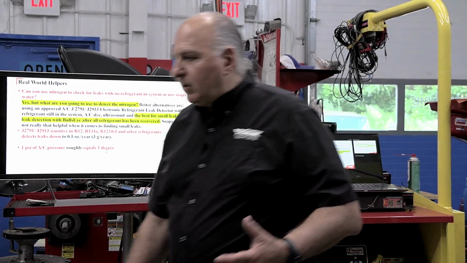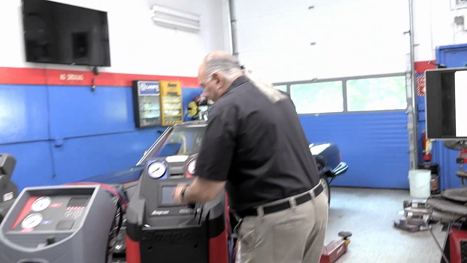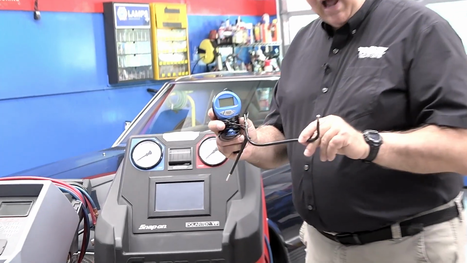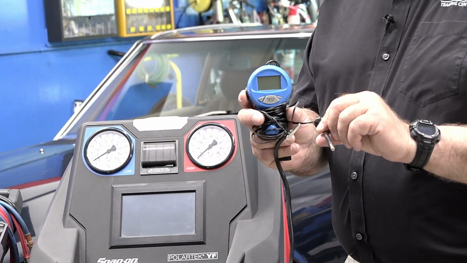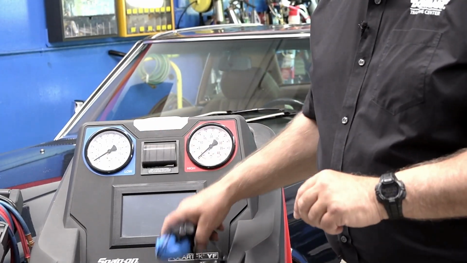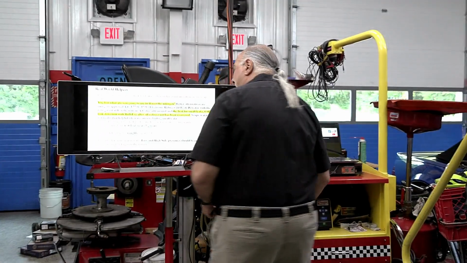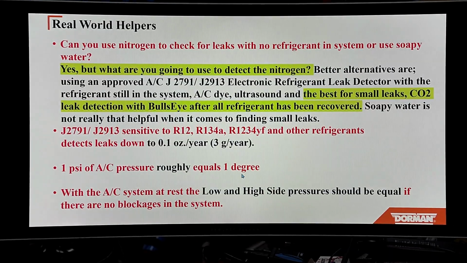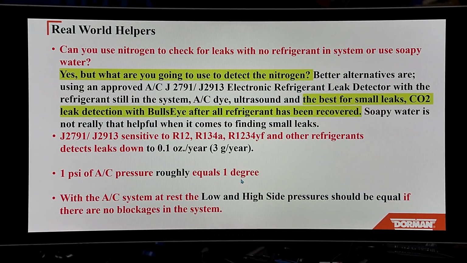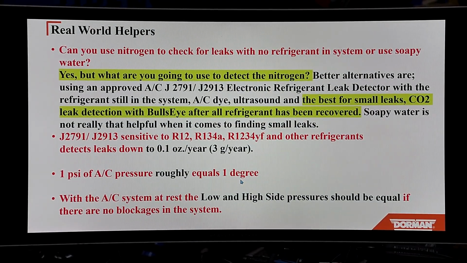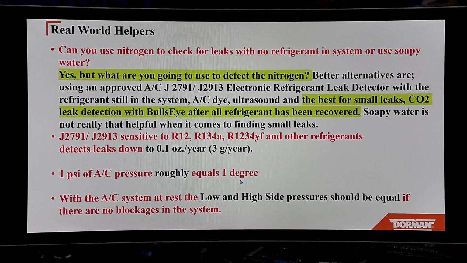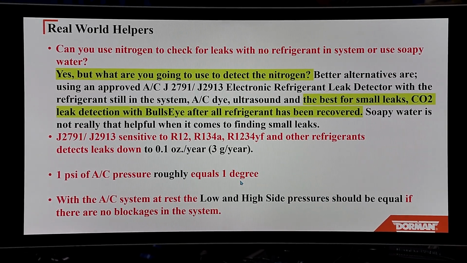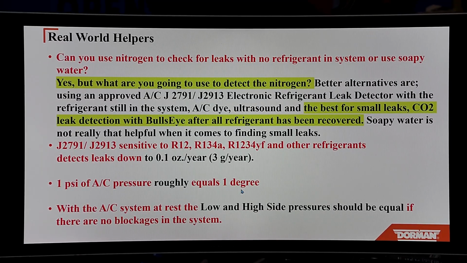So you take your thermometer, or you take, like we have here, this little thing that can compare outside temperature with the inside temperature, and you compare them. That's where you're going to get the real under-hood temperature, right? When the AC system's at rest, low and high side should be equal if there's no blocks in the system. This is another important tip. Now remember, if the system was just running, you're going to have to shut it off and wait about 15 to 20 minutes, depending on the particular system.